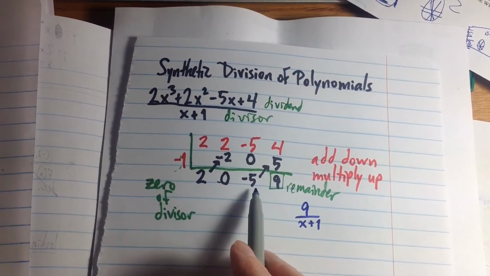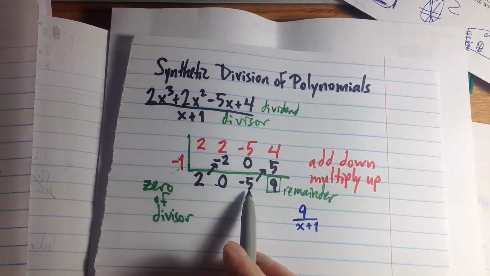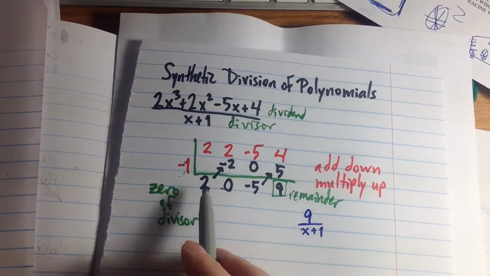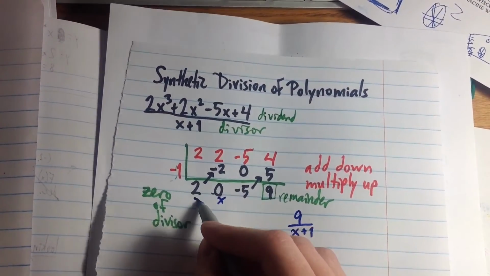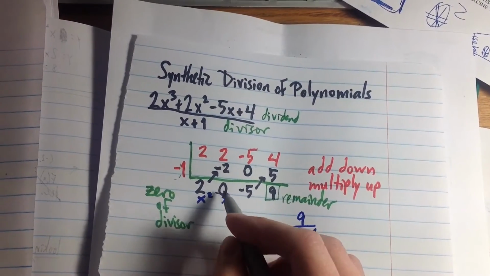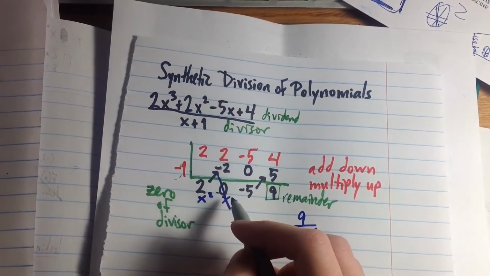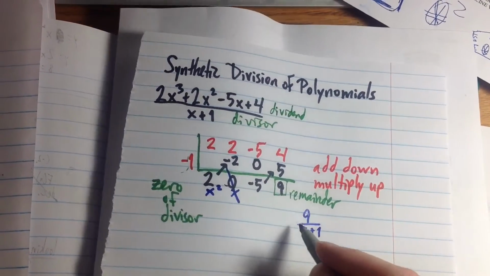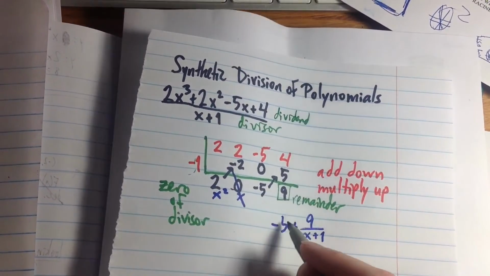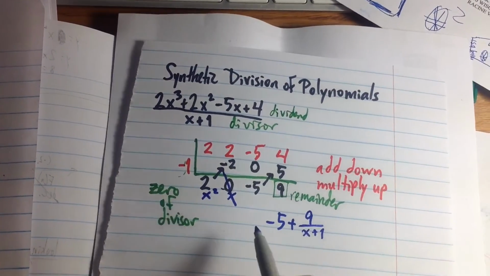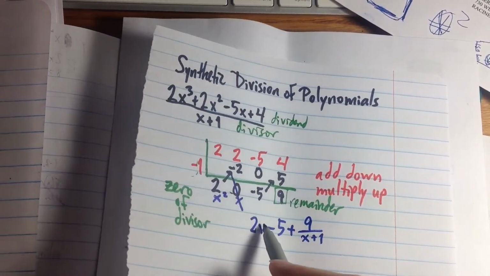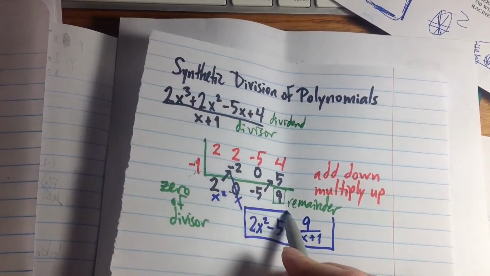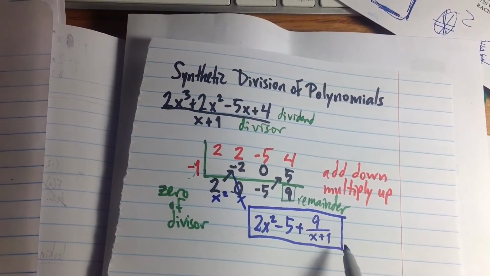And then from there, you can count up from here. So this is our constant with no x. This is the x term, and this is the x squared term. And of course, if we have 0x, we don't really include that because it's just 0. So what we would have then is we got this -5 as our constant, and we've got this 2x squared. So then our final answer would be 2x squared minus 5 plus 9 over x plus 1.